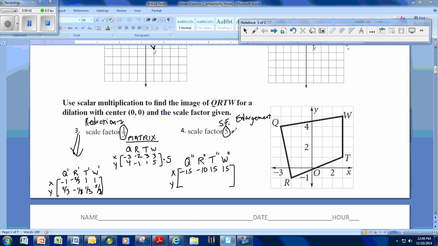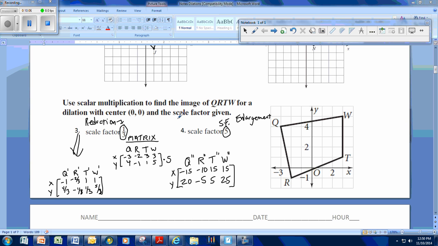Alright, a scale factor greater than 1 is a lot easier than a fraction, as we can see. Let's do the y coordinates. Multiply everything down here by 5, that gives me 20, -5, +5, and 25. So if I graph this, obviously it would not fit on this graph, but it would be 5 times as big.